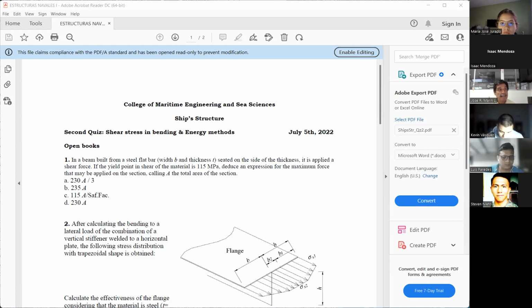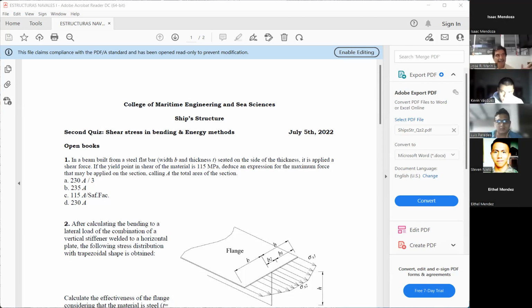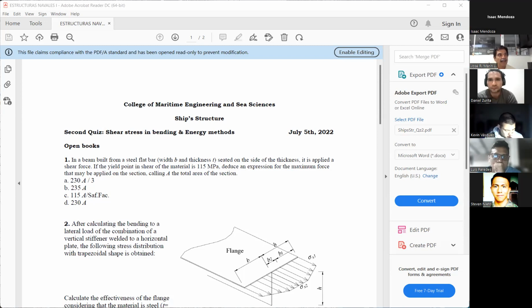Mr. Zurita, do you have anything around you that you can share with us, showing what a flat bar is? Good morning, doctor. Miss Jurado, do you have something that can explain what a flat bar is? Good morning, doctor. Yes, it's something like this, just this part.